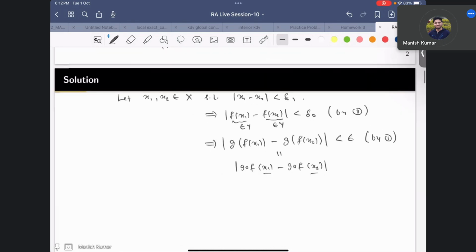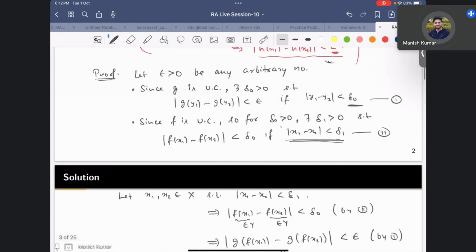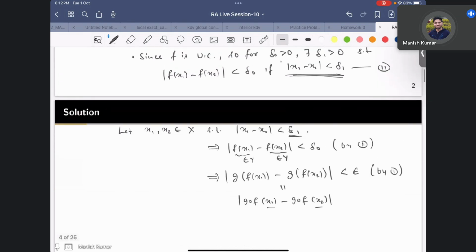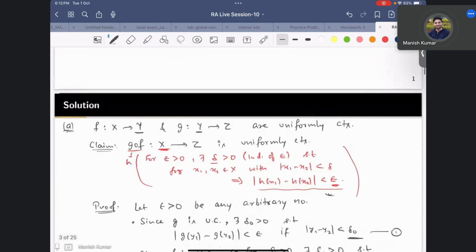correct? So we have chosen epsilon as an arbitrary number, and this delta that we are getting here is the same delta we get from the uniform continuity of f. So with this delta 1, I am getting this relation that |g composed f(x1) − g composed f(x2)| is less than epsilon. So this is quite standard stuff that you can do. Now I hope this is clear to you.